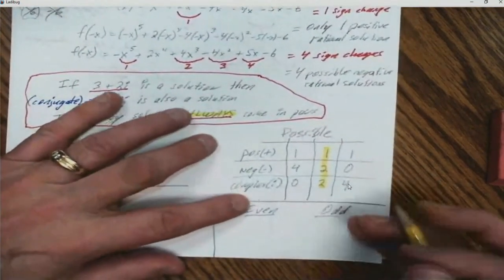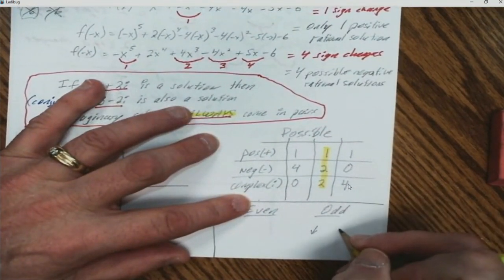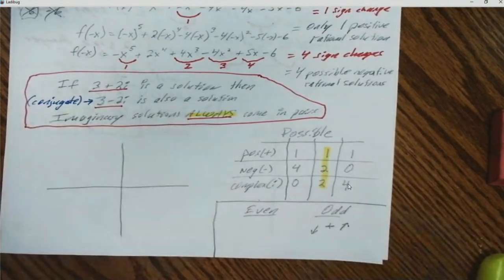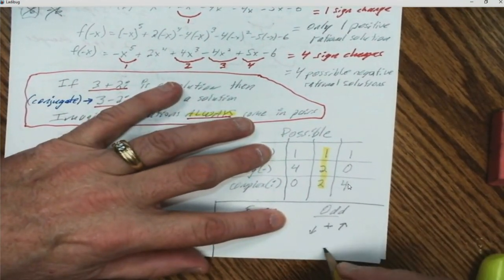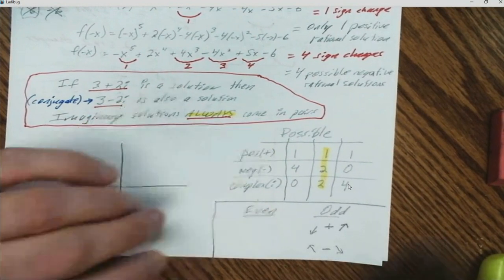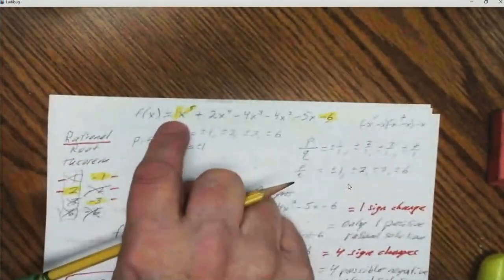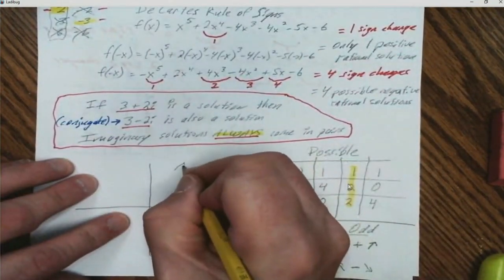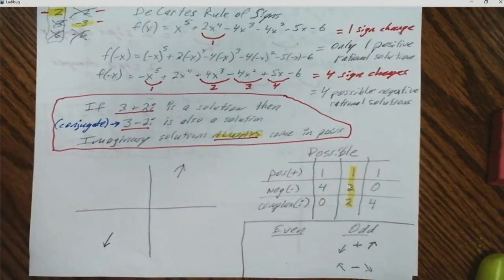So on an odd numbered graph, the left side is going to point down and the right side is going to point up if the coefficient is positive. If the coefficient is negative, the left side is going to point up and the right side is going to point down. So with ours, this is a positive coefficient, so we know that this end of the graph is going to be pointing up and this end of the graph is going to point down. So we've already started our graph sketching.